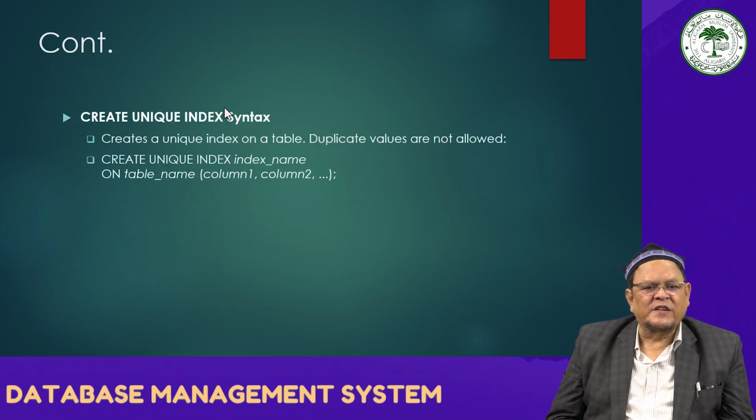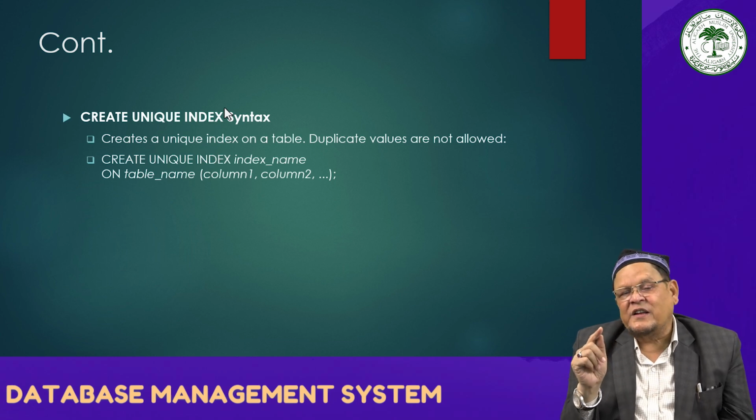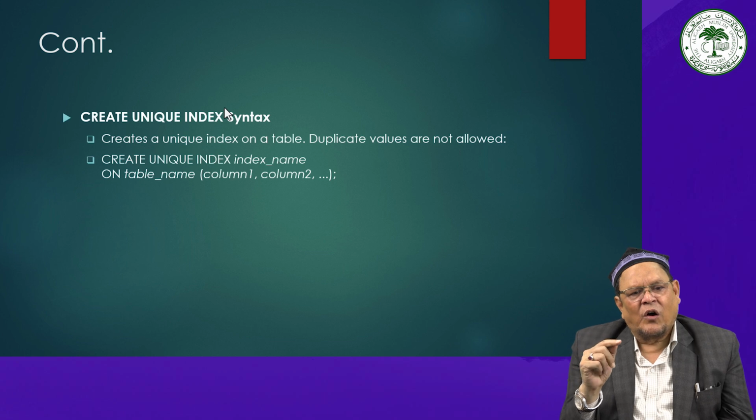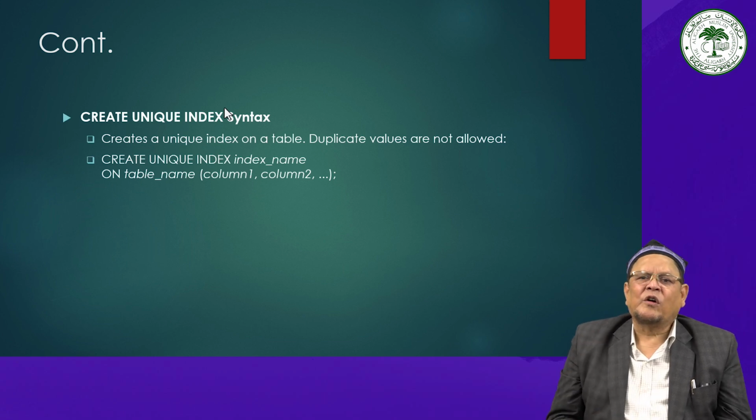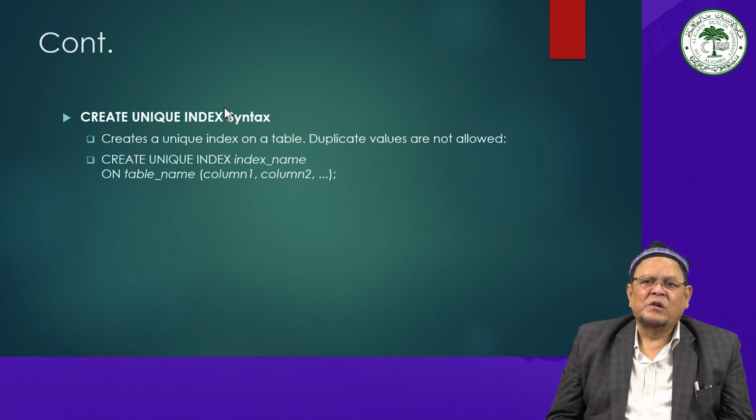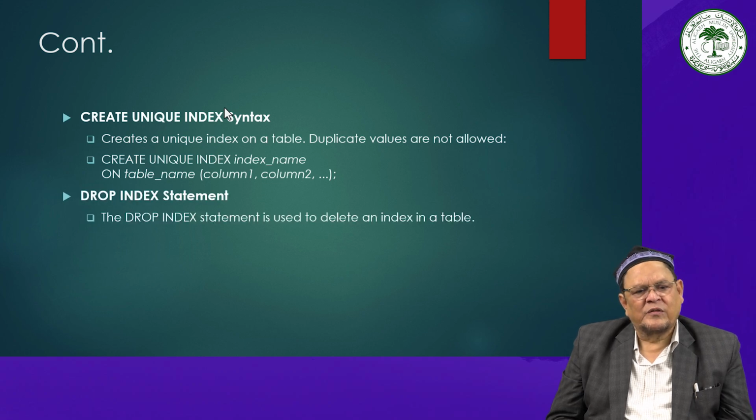CREATE UNIQUE INDEX syntax. You have to create a unique index on the table. Duplicate values are not allowed. Write CREATE UNIQUE INDEX, the index name, ON the table name, and within parentheses column 1, column 2, whatever. You can write two, three, more than one column. Then it should be closed by parentheses, then a semicolon.